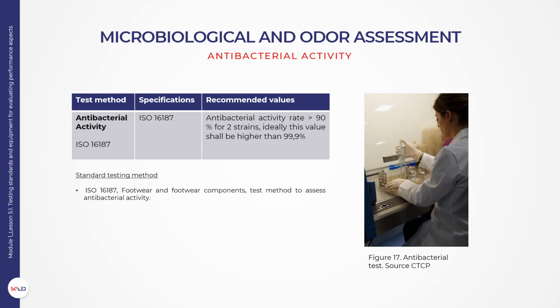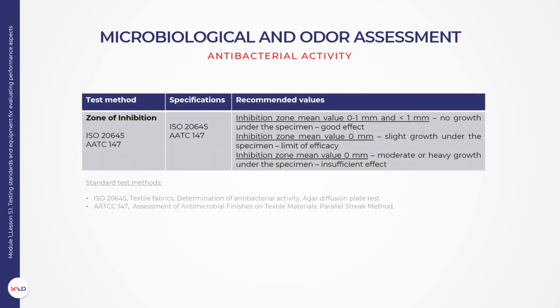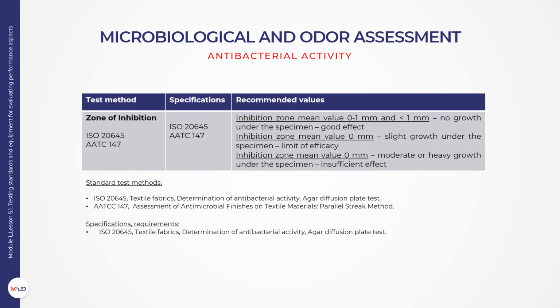The final result of this test is an antibacterial activity ratio for each bacteria. The specifications and requirements are that the antibacterial activity rate shall be greater than 90%. However, this value should be higher than 99.9%. Standards ISO 20645 and OC 147 describe methods to determine the effect of antibacterial treatments applied to woven, knitted, other flat textiles and other materials by evaluating the zone of inhibition.